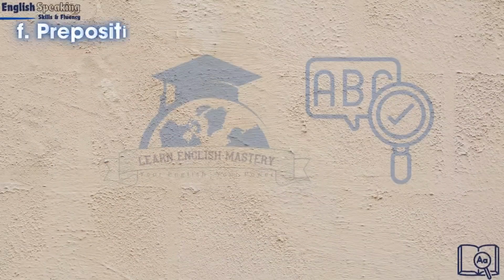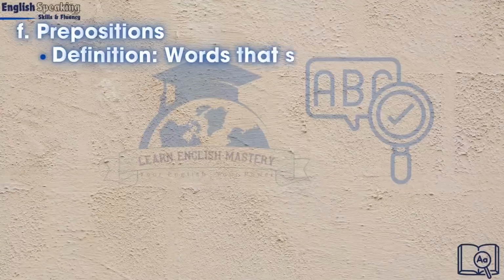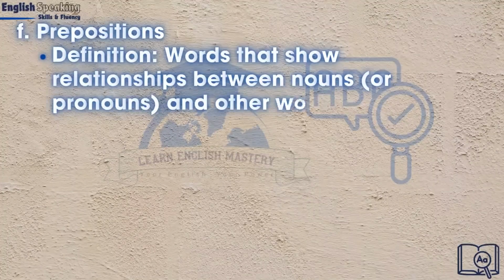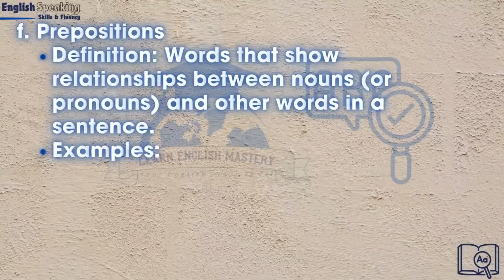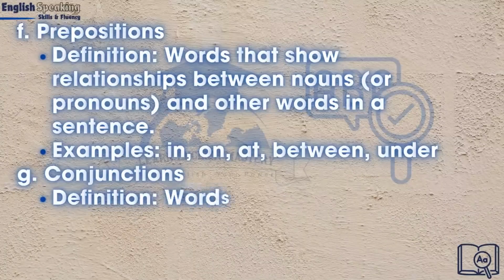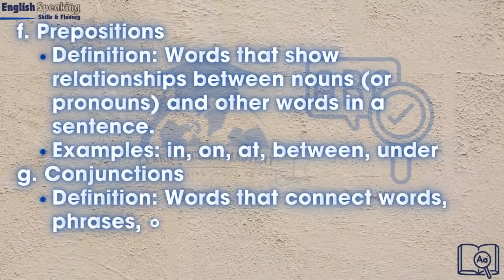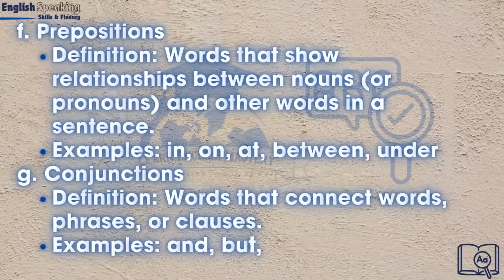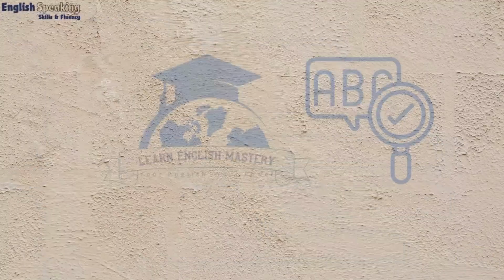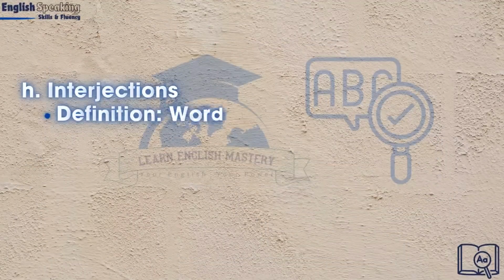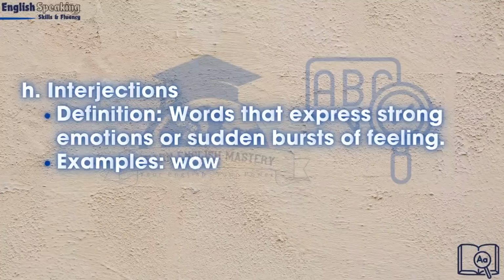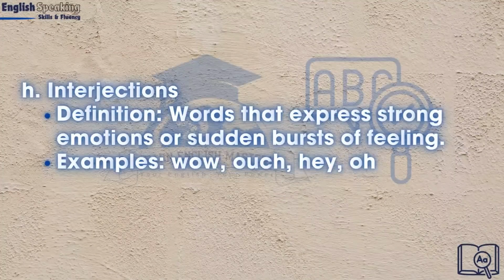F. Prepositions. Definition: words that show relationships between nouns or pronouns and other words in a sentence. Examples: in, on, at, between, under. G. Conjunctions. Definition: words that connect words, phrases, or clauses. Examples: and, but, or, because, although. H. Interjections. Definition: words that express strong emotions or sudden bursts of feeling. Examples: wow, ouch, hey, oh.